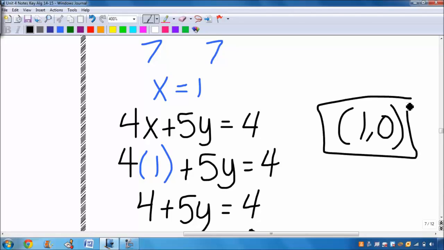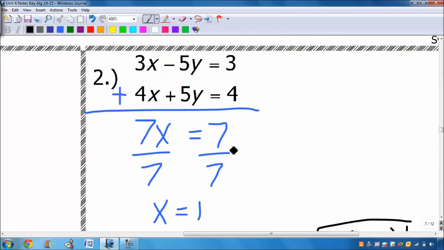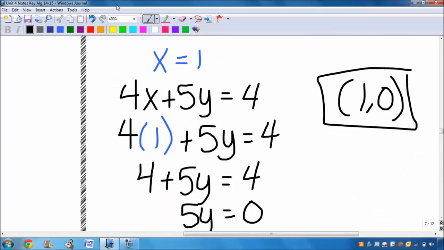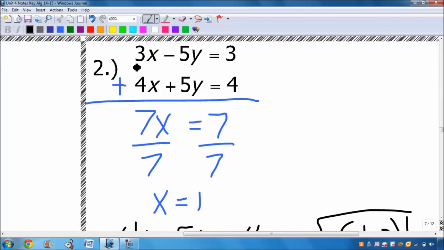Now, before we move on, I want to make sure you understand something. Right here, when you added the negative 5y and the positive 5y together and they eliminated each other, this was the only elimination you do. Once you solve for a variable, the rest of the process is just substitution. You don't have to go back up here and now eliminate the x's so you can solve for y's.